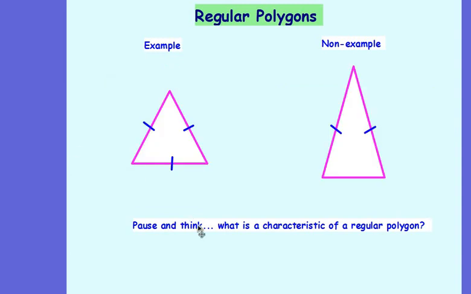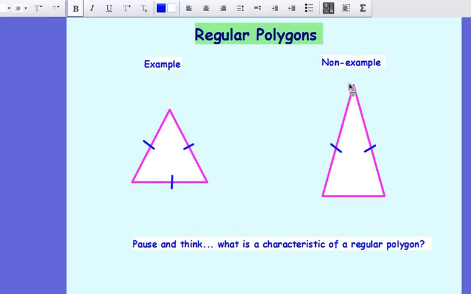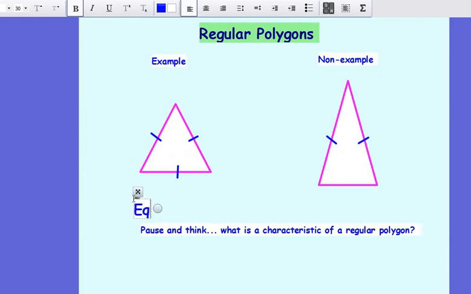Here we go, I've got 2 more examples. What do you reckon a regular polygon has to have? This one's an example, this one's a non-example. Again, it's equal sides. The equilateral triangle on the left-hand side is a regular polygon, all the sides are equal, and the isosceles isn't a regular polygon because those sides are not equal.